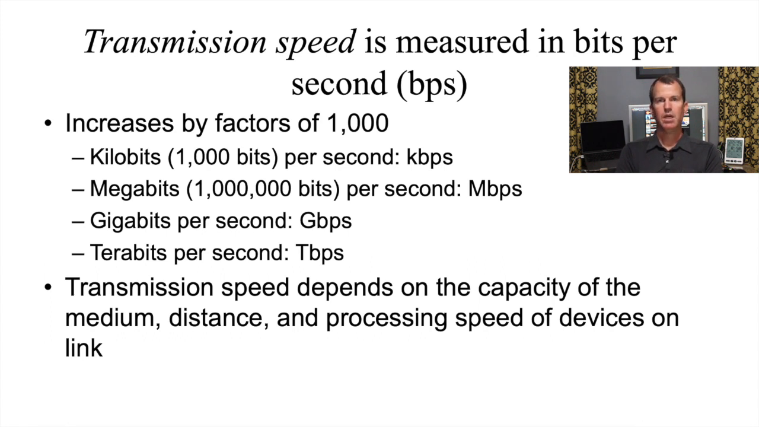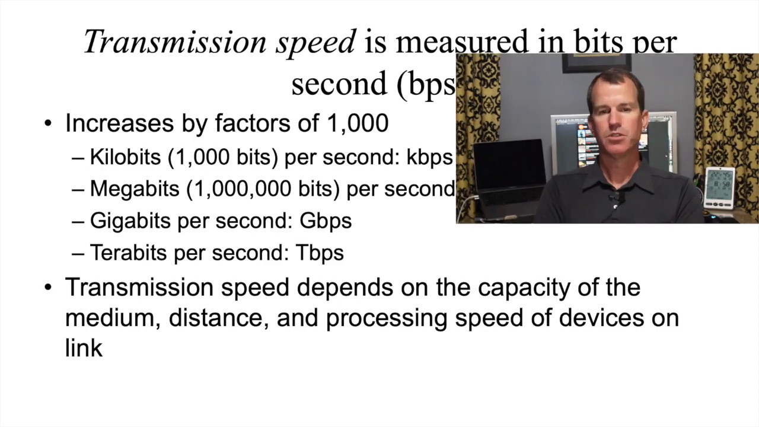We're bits. Transmission speed depends on the capacity of the medium. So a wireless medium, well, I guess that opens another can of worms there. The capacity of the medium, we'll worry about this stuff later. Capacity of the medium determines the bits per second. The distance you're trying to go also determines the transmission speed, and the processing speed of the devices on the link. So some devices just can't transmit that fast. So transmission speed, again, it's a quality of service measure. It does depend on some things.